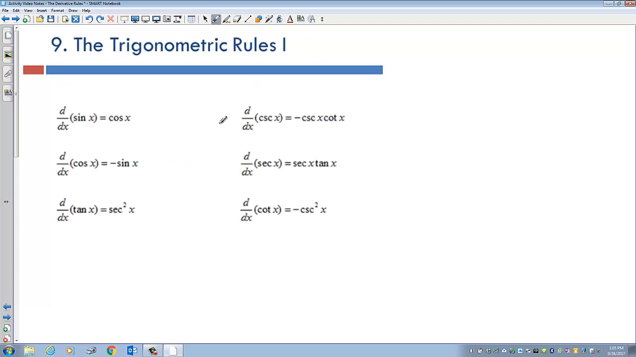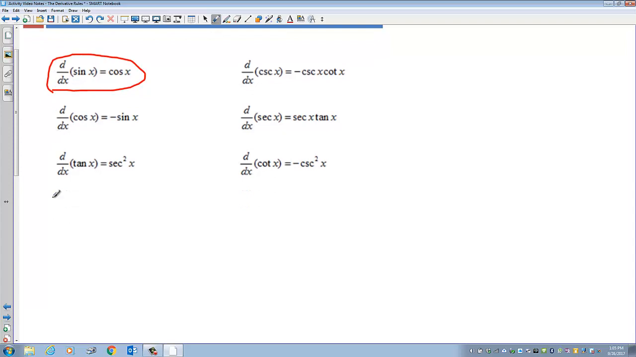And then finally, we're going to move on to the trigonometric rules. I'm not going to do all of these because it would take a long time. I'm just going to do one of them. I'm going to show you why the derivative of sine of x is cosine of x, again using the definition of the derivative. Let's call f of x equal to sine of x. This follows right from the definition. So we can write down the definition of f prime of x, the derivative of f, which is equal to the limit as h goes to 0 of f of x plus h minus f of x, all divided by h.